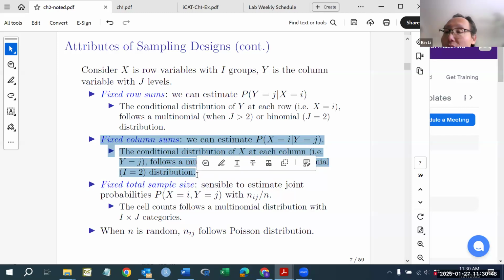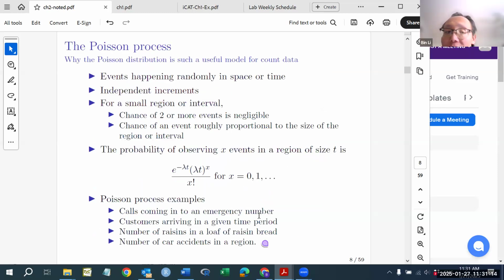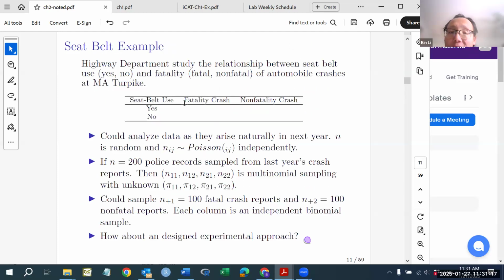Is that right? So the column sum is fixed. Then for each column, the distribution of X, the number of seat belt users, follows a multinomial, or in this case, binomial. Is that clear? So here, the number of people that use the seatbelt, conditional on a fatal crash, follows a binomial. And this one also follows a binomial.